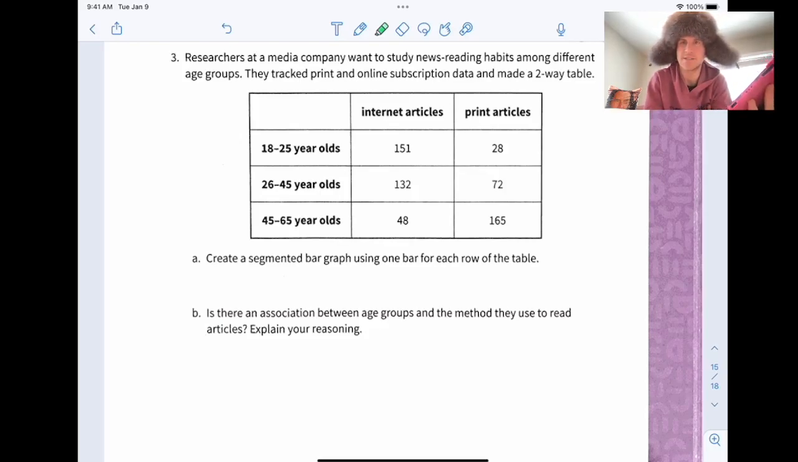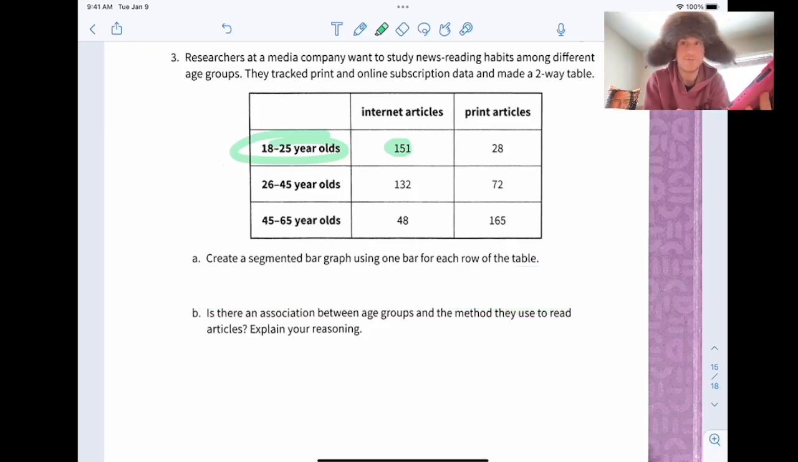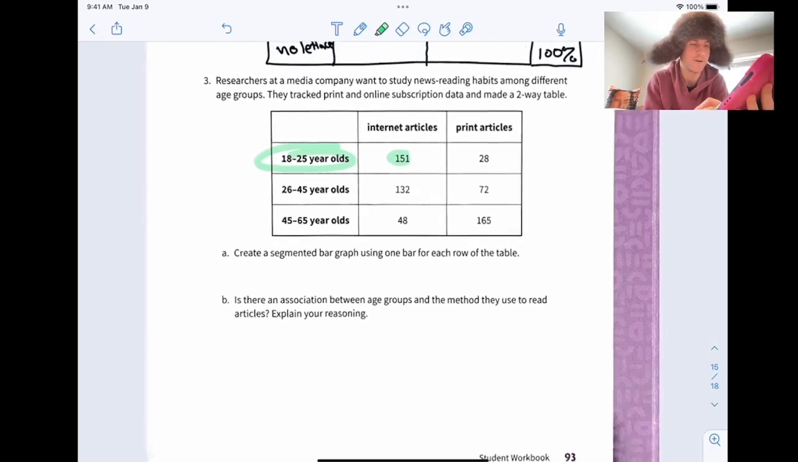Okay? Well, you're kind of seeing what you'd expect, right? People much older, 45 to 65 years old, the majority of them are getting their news from print, right? Because 165 is a lot bigger than 48. Okay, the younger you are, for example, 18 to 25-year-olds, most of their information comes from internet. Okay, so it has you create a segmented bar graph, which again, if you need to do that, check out the lesson summary. It tells you how to create a segmented bar graph.